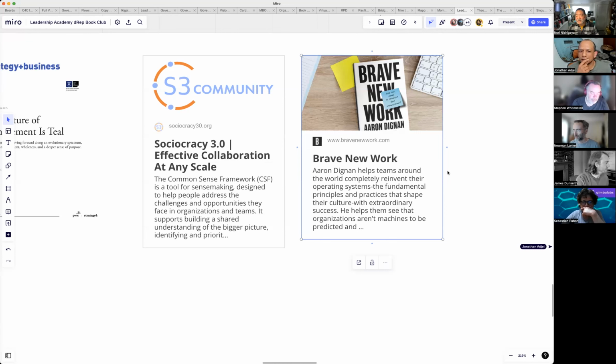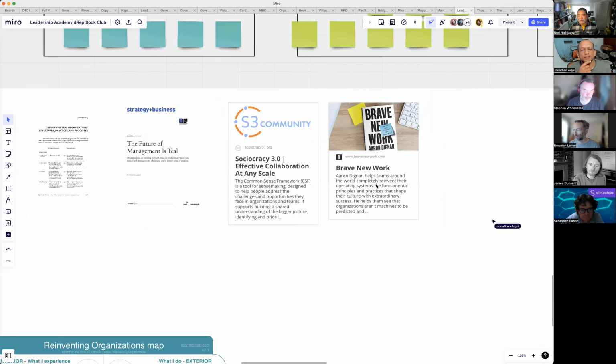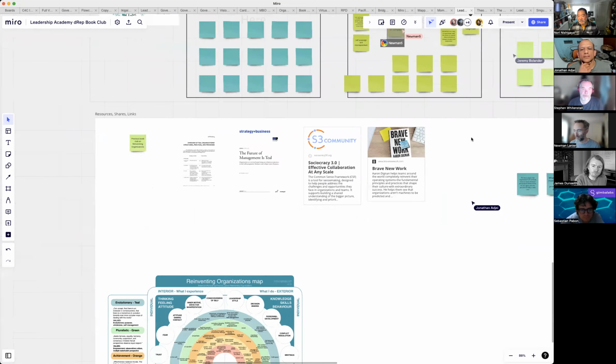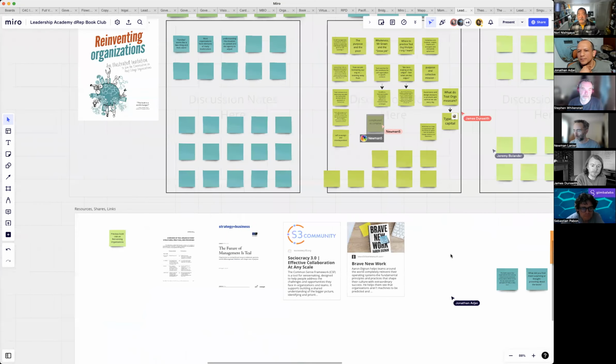And he says, when you're working in Teal, you're complexity conscious so that you don't assume that you're ever going to figure this out and have a solid plan, but you need to be able to react as you nudge things along and move things along. So I thought that was an interesting evolution to the thought in this book called Brave New Work. I just want to throw that in there for people if you're curious.